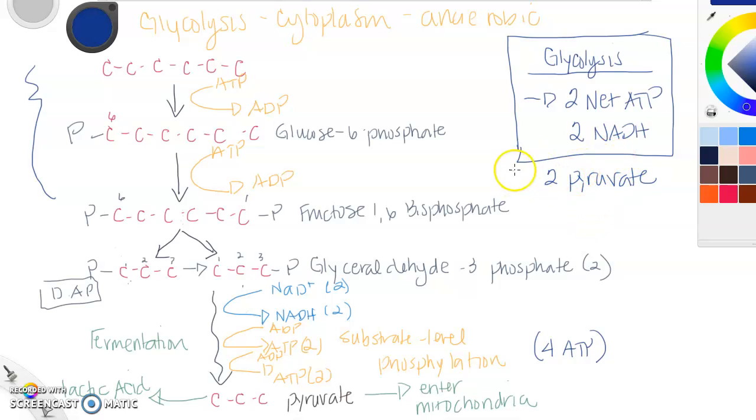And those 2 pyruvate will go into the mitochondria if there's oxygen available, and it'll be converted further to continue the oxidation of this molecule glucose, or it can be converted to lactic acid through the fermentation process, go to the liver, and do some other things there. So the next video, we'll talk about the next step, the Krebs cycle.